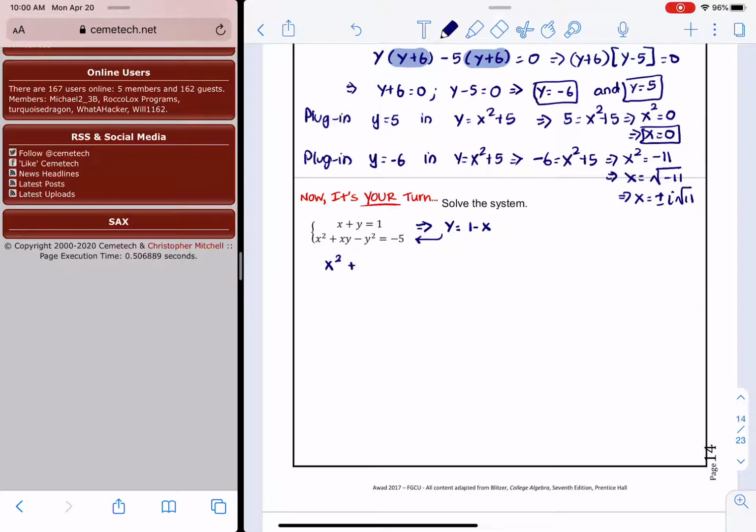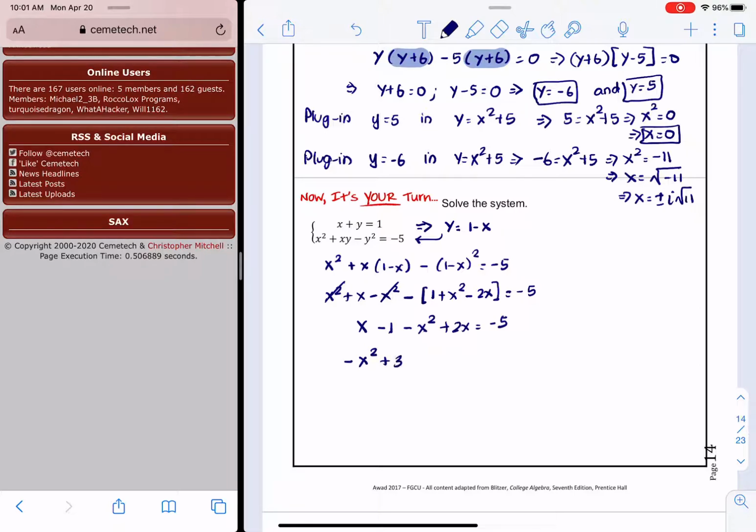So I have x squared plus x times (1 minus x) minus (1 minus x) squared equals negative 5. x squared plus x minus x squared. I'm distributing the x in the second term, and I'm going to FOIL the last expression: 1 plus x squared minus 2x equals negative 5. Those two would go away. I have x, distribute the negative in, minus 1 minus x squared plus 2x equals minus 5. So I have minus x squared plus 3x minus 1 plus 5 equals 0. So I would get minus x squared plus 3x plus 4 equals 0.